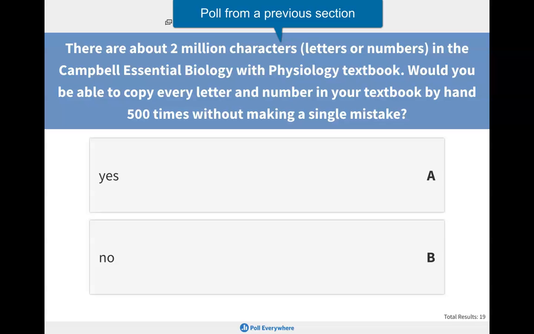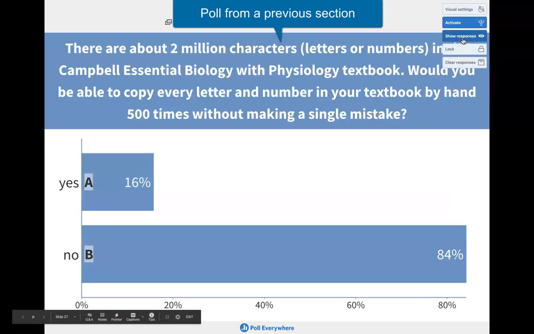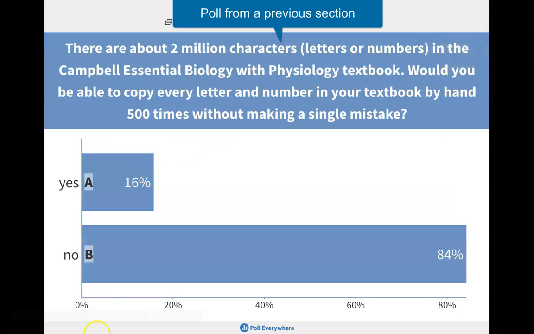I know you guys aren't going to be able to participate in this discussion for your class. You can see what last semester said. Majority said no, about 84%. Last semester I had about 16% be some really competent believers that they were able to do that.